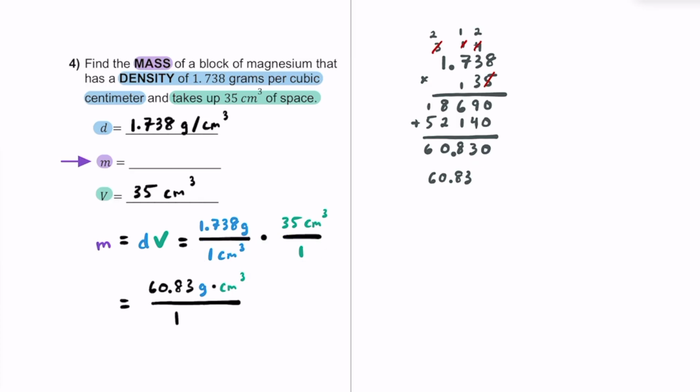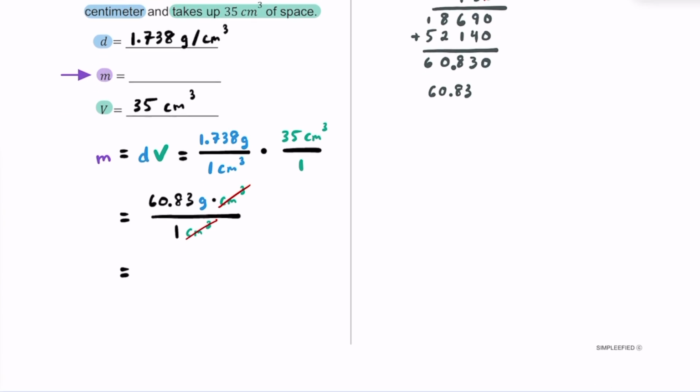And then we have cubic centimeters on the bottom, so we can just keep those units the same and write cubic centimeters. I'm writing these cubic centimeters in that same color so we can see that we can cross those out because anything over itself is equal to 1. Then we can simplify a bit more and say that this would be 60 and 83 hundredths, and this would just be grams, which makes sense because we're looking for mass. So our mass here would be 60 and 83 hundredths grams.